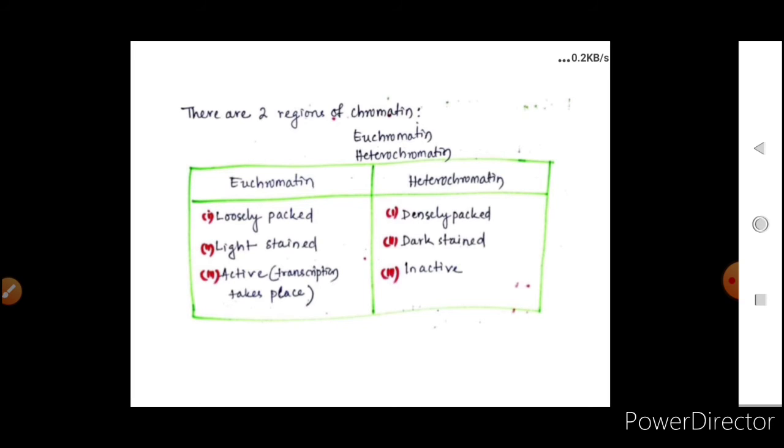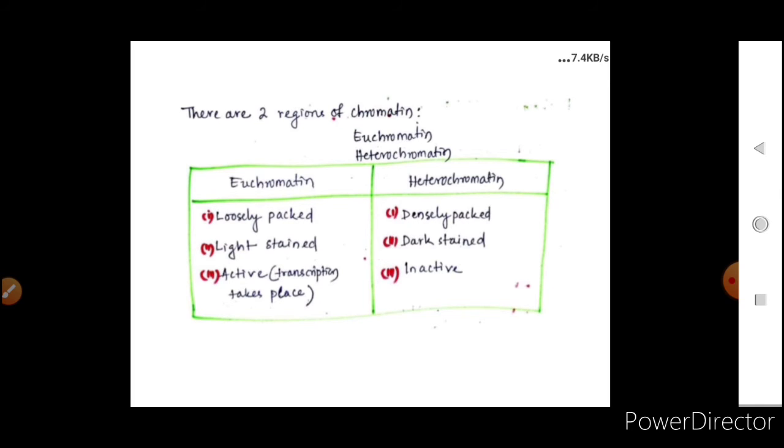Okay. Now two regions of chromatin are there. One is the euchromatin and the other is heterochromatin. So euchromatin is loosely packed, it's light stained, it is active. Okay, that is, transcription takes place. The heterochromatin is densely packed, dark stained and inactive.